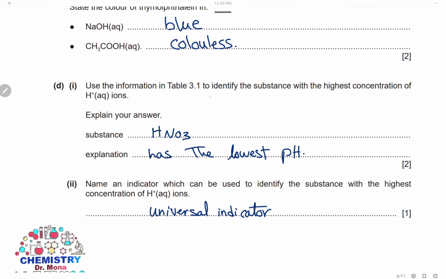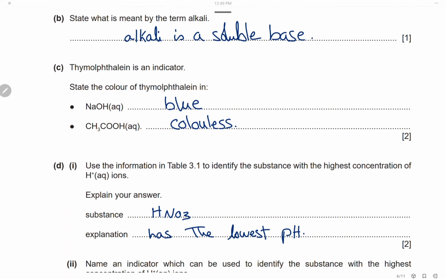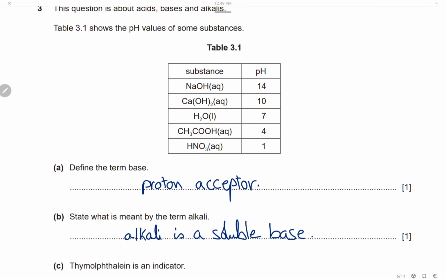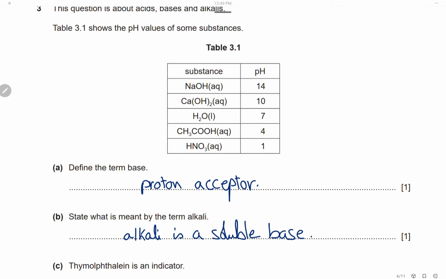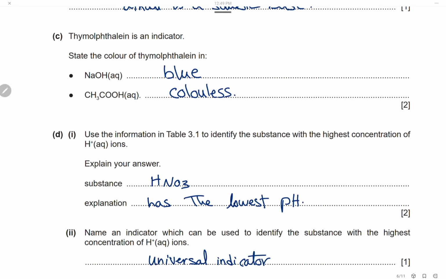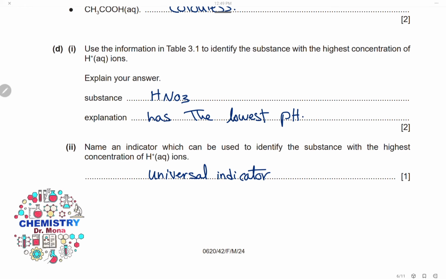Use the information in the table to identify the one substance with the highest concentration of H+ ions. The substance with the highest concentration of H+ ions, of course, will have the lowest pH. So let's check the table. The substance with the lowest pH is nitric acid. So nitric acid is the substance with the highest concentration of protons because it has the lowest pH.